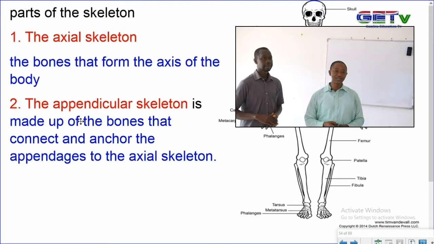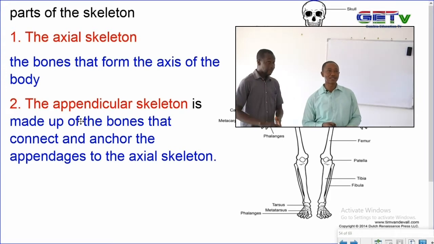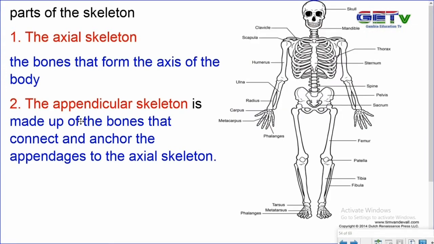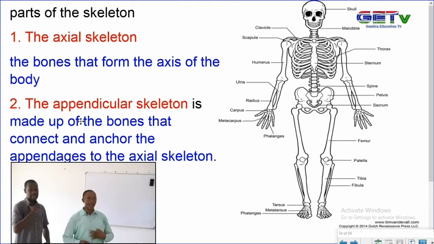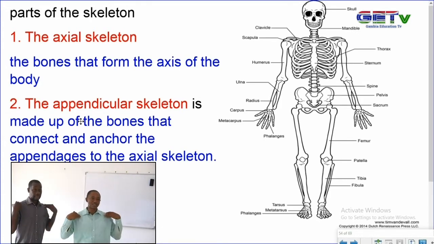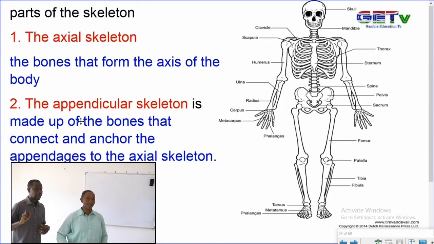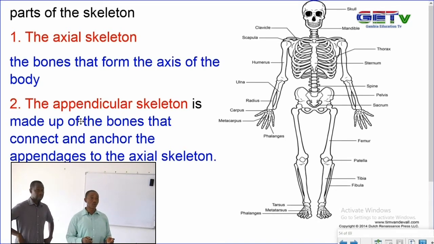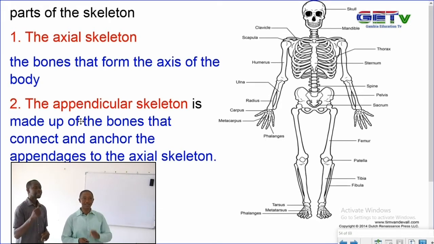So parts of the skeleton, basically we divide the skeleton into two. The axial skeleton. This is the main frame that is going down from the skull to the spine to the rib cage, and of course the two girdles. We have girdles at the top and girdles at the bottom here. These ones we refer to as the pectoral, and this one the pelvic girdles. So the bones that form the axis of the body are the axial skeleton.